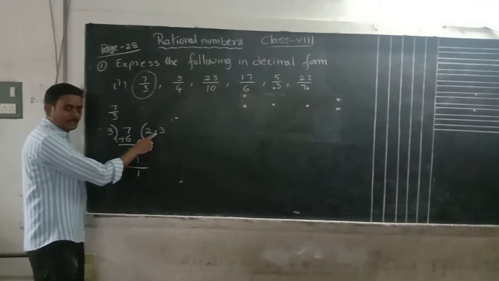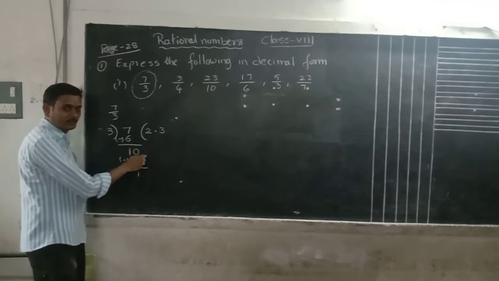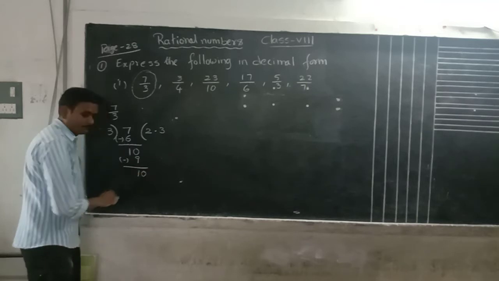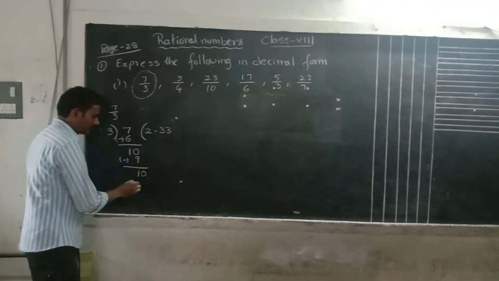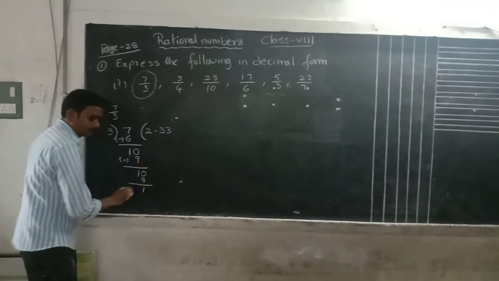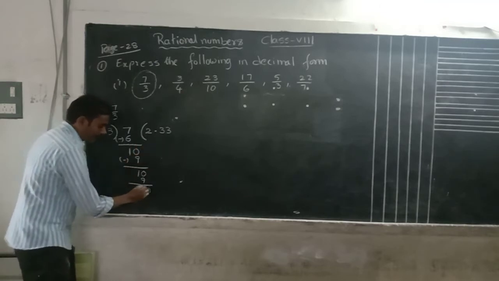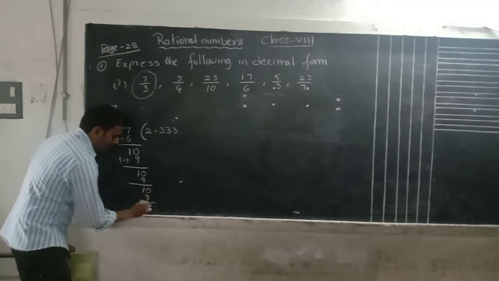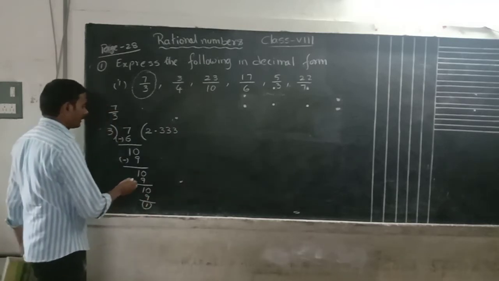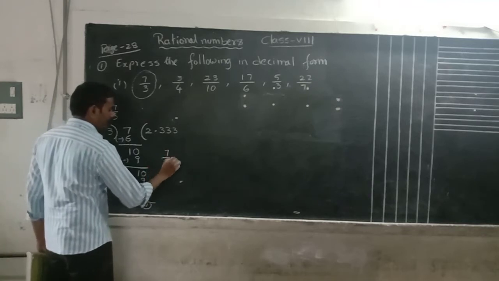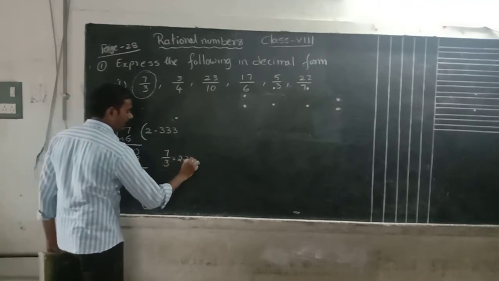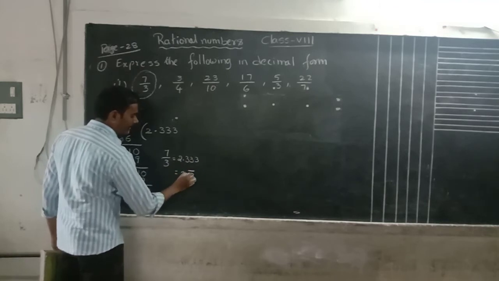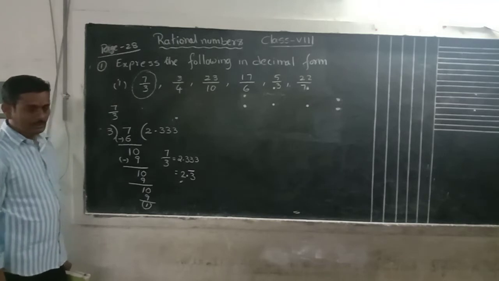So after taking the point, we already know, you can take 10. Again 3 3 is 9. Again 1. Again after the point we take 10, 3 3 is 9. This goes on like that. That means we can write 7 by 3 equals 2.333, that is 2.3 bar, with 3 repeating.